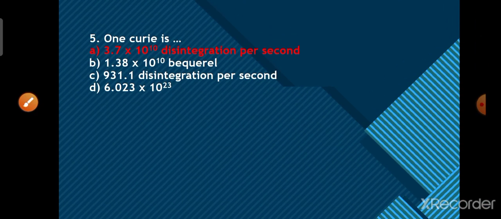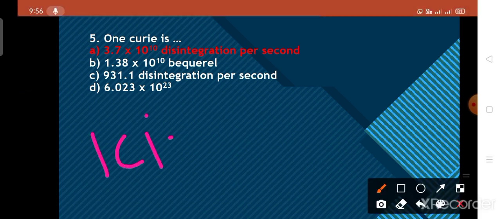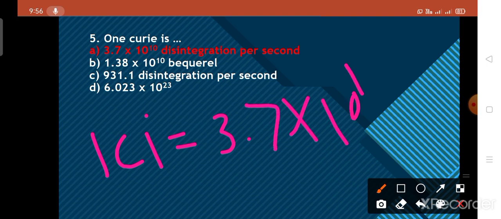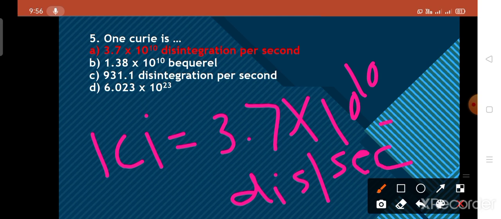First example: 1 Curie is equal to. Option A is correct: 3.7 into 10 raised to 10 disintegrations per second. This is the correct option.